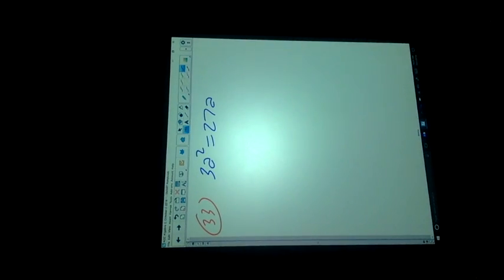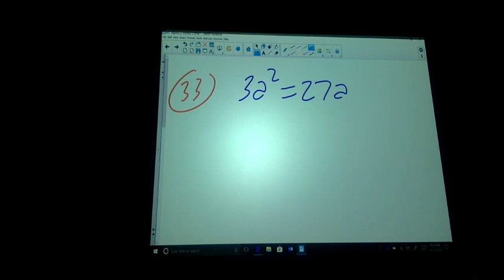All right, we want to solve this: 3a squared minus 27a equals 0. What did I do there?